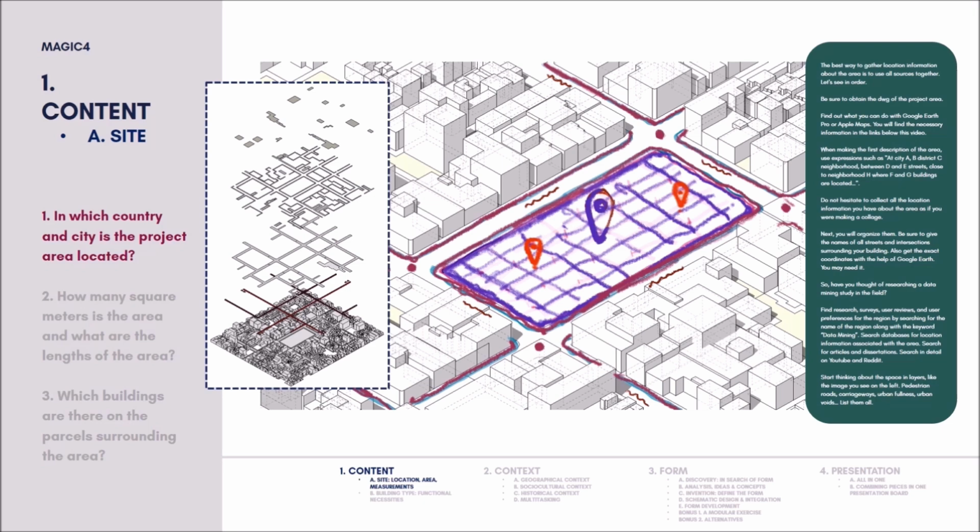When making the first description of the area, use expressions such as at City A, B District C neighborhood, between D and E streets, close to neighborhood H where F and G buildings are located. Do not hesitate to collect all the location information you have about the area as if you were making a collage. Next, you will organize them. Be sure to give the names of all streets and intersections surrounding your building. Also get the exact coordinates with the help of Google Earth.